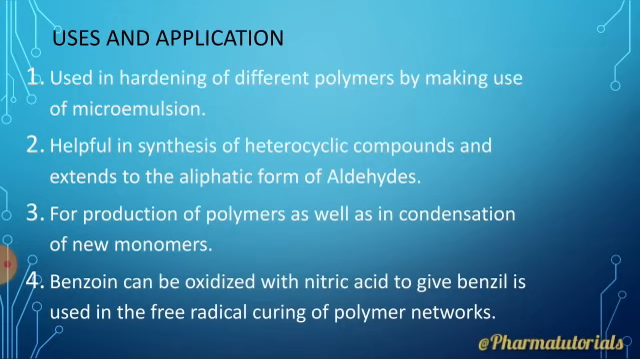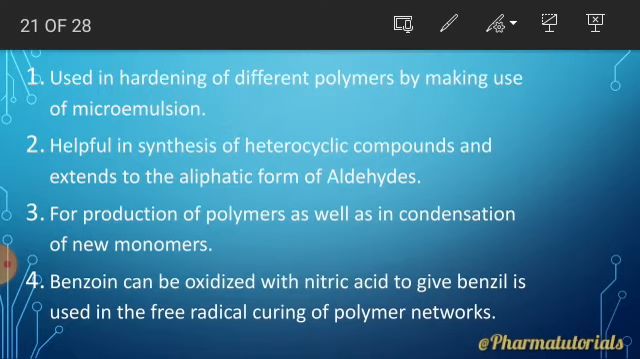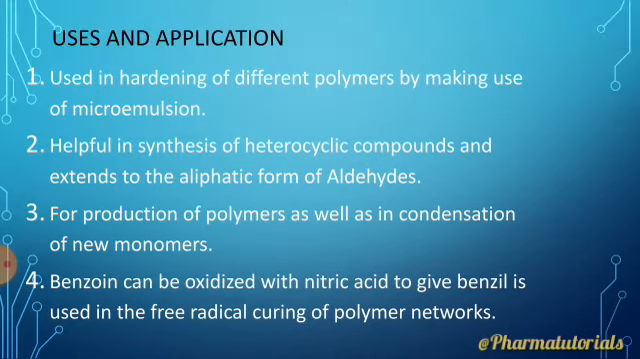Next, uses and applications of the benzoin condensation. It is used in hardening of different polymers by making use of microemulsion. Second, it is helpful in synthesis of heterocyclic compounds and extends to the aliphatic form of the aldehyde. Third, for production of polymers as well as in the introduction of new monomers. Fourth, benzoin can be oxidized with nitric acid to give benzil, which is used in the free radical curing of polymer networks. Understood? Next, Perkin condensation.